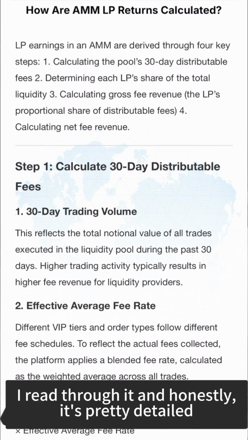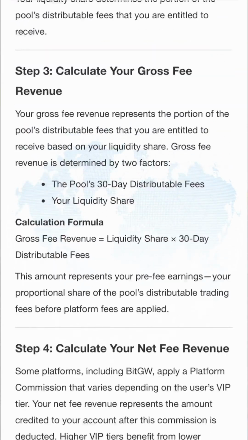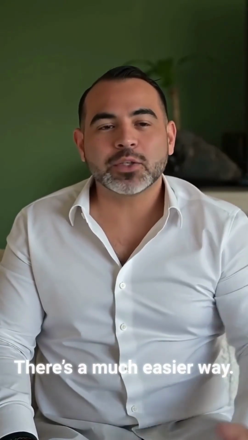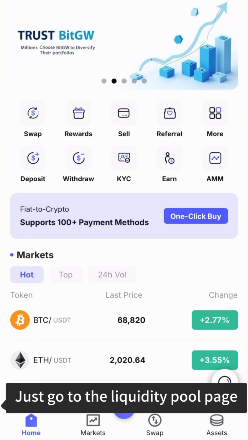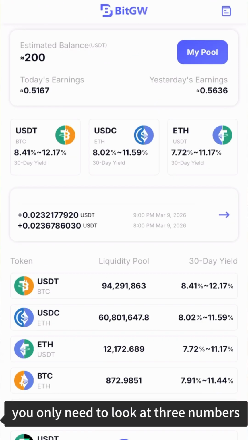I read through it, and honestly, it's pretty detailed. But here's the good news. You don't actually need the full formula to estimate your earnings. There's a much easier way. Just go to the liquidity pool page. Most of the time, you only need to look at three numbers.